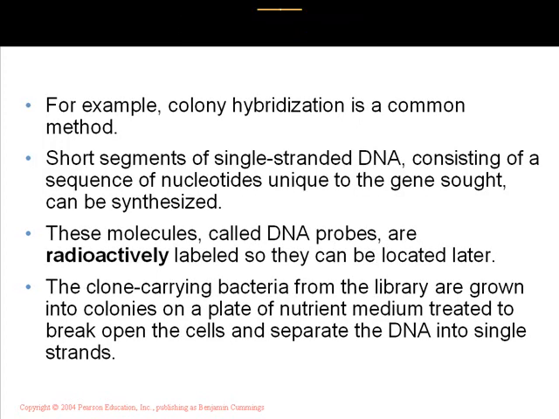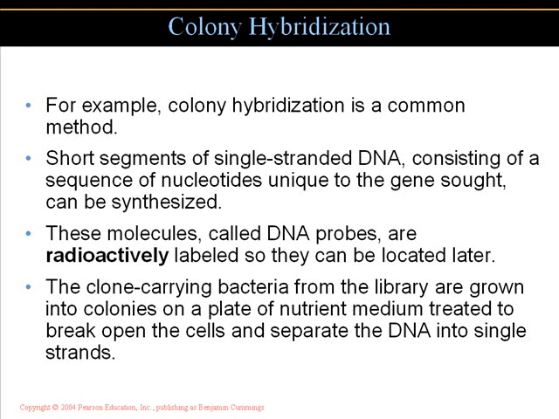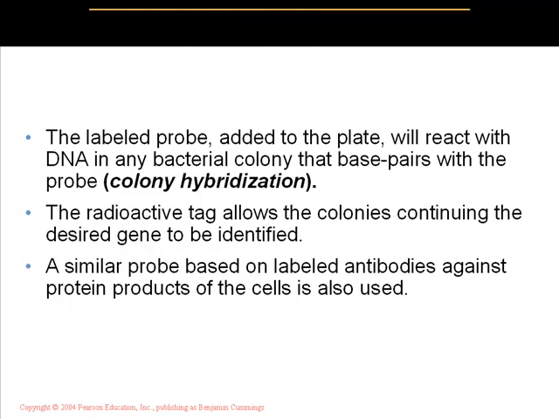Further work would then be needed to identify the specific gene sequences. Short segments of single-stranded DNA consisting of a sequence of nucleotides unique to the gene sought would be synthesized. These molecules are called DNA probes. They're radioactively labeled, so they can be located rather easily. The clone-carrying bacteria from the library are grown into colonies. You use a library to obtain your specimen and culture. Plates on a specific type of nutrient agar are treated to open the cells and separate the DNA into single strands.